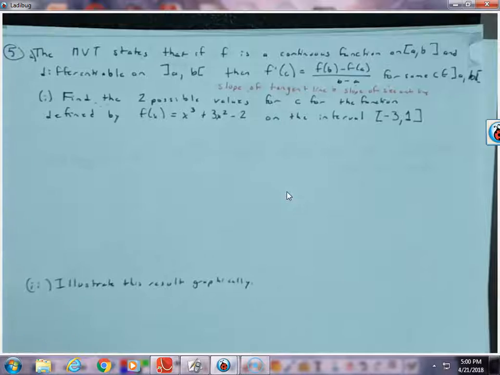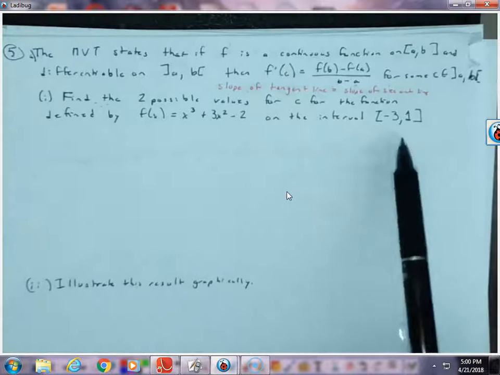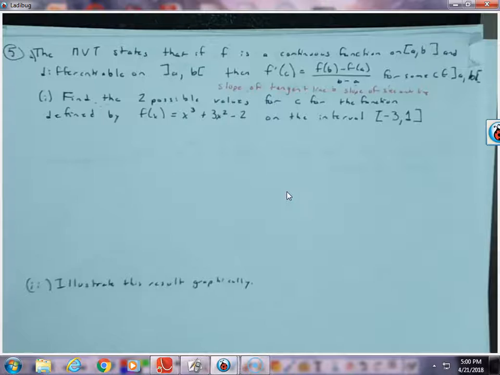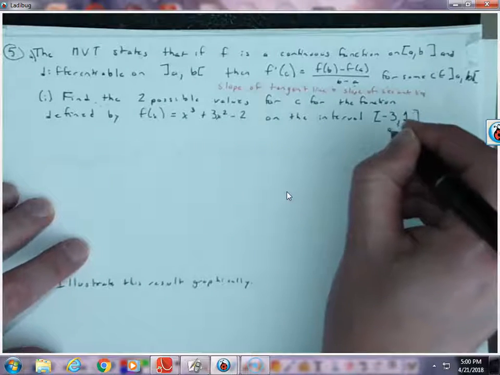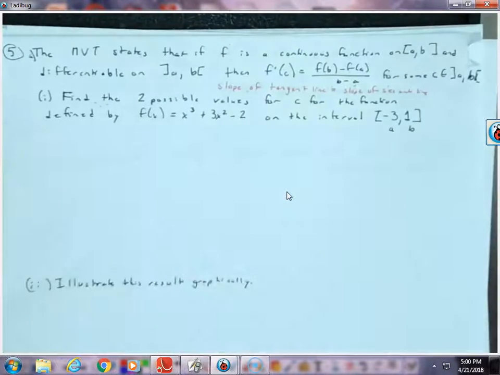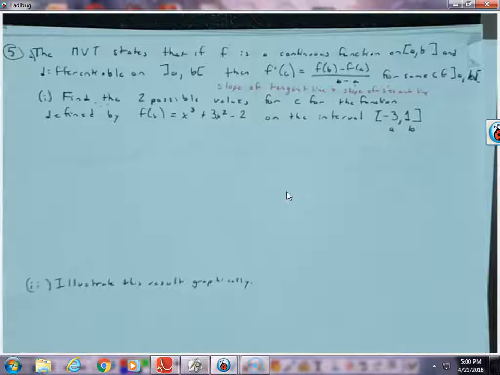So it says find the two possible values for C for the function defined by this cubic function on the interval from -3 to 1. So this is my A and B. And the polynomial is very well behaved. We're not expecting any asymptotes, any spots of discontinuity. And so it's reasonable to say that it's going to be a continuous function. But we'll just go ahead and mention that to them.